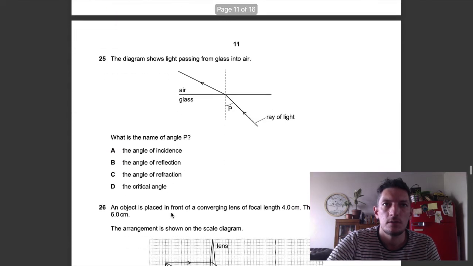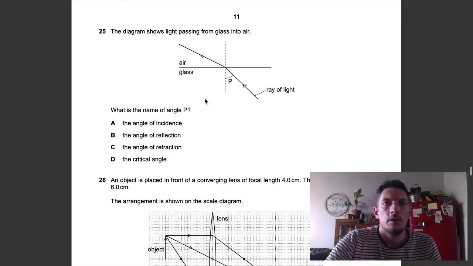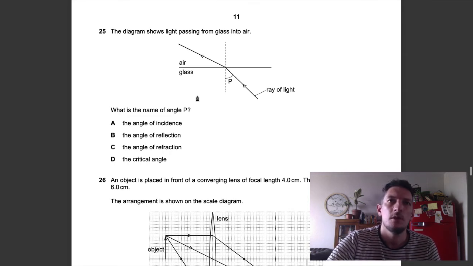Yes. Okay. This diagram shows light passing from glass to air.